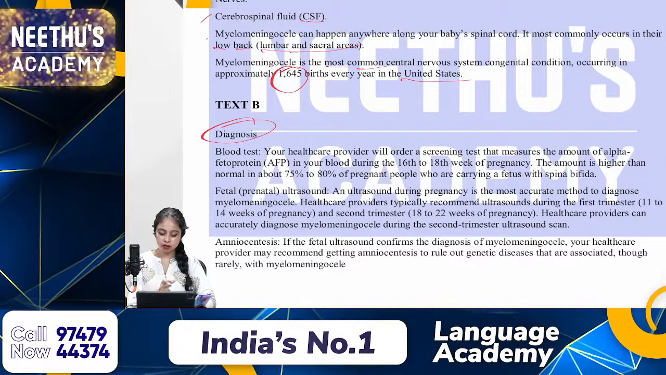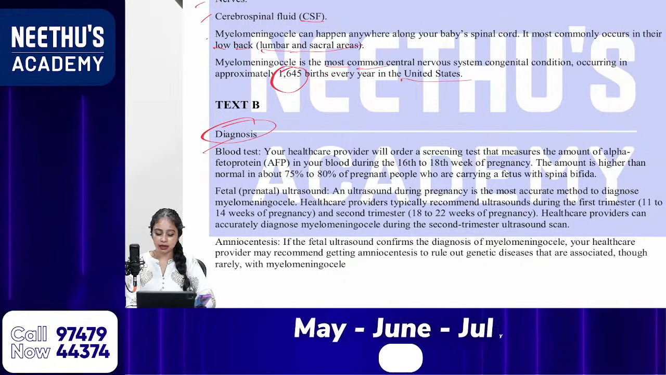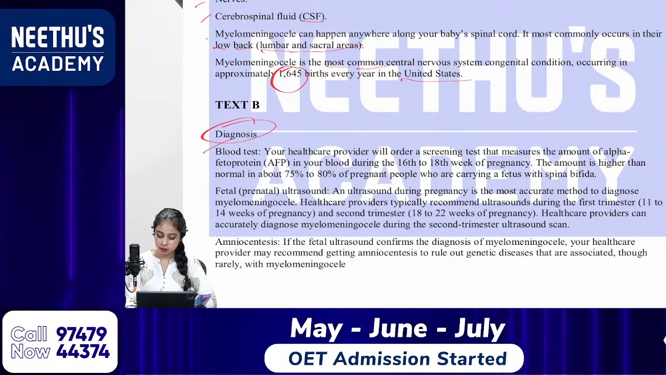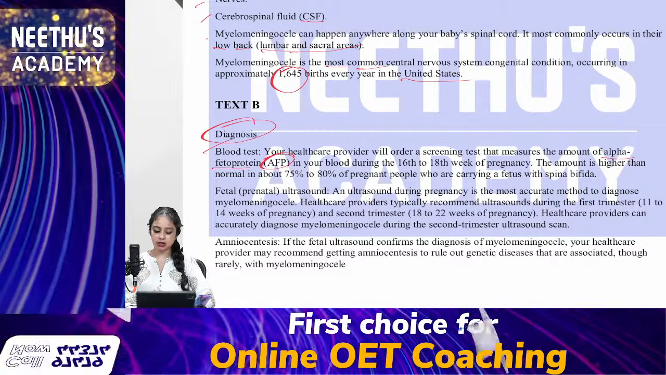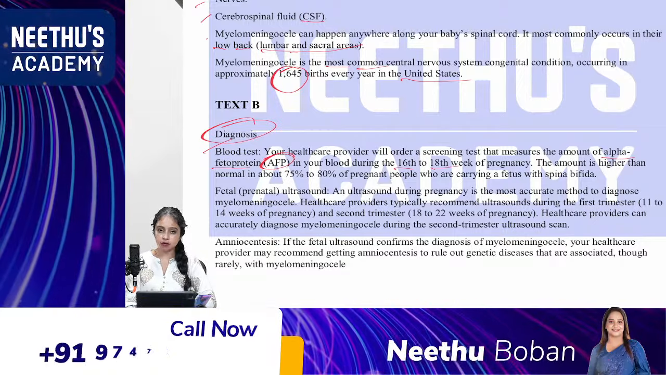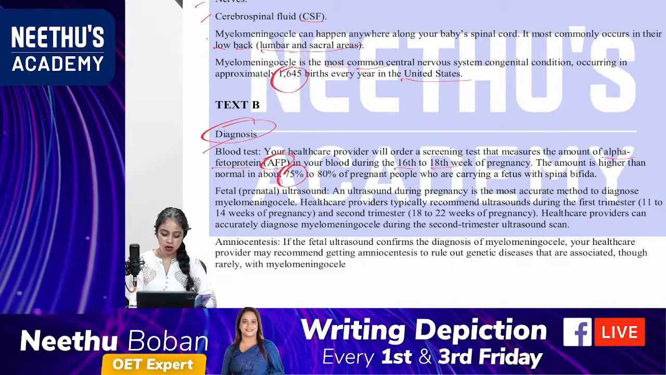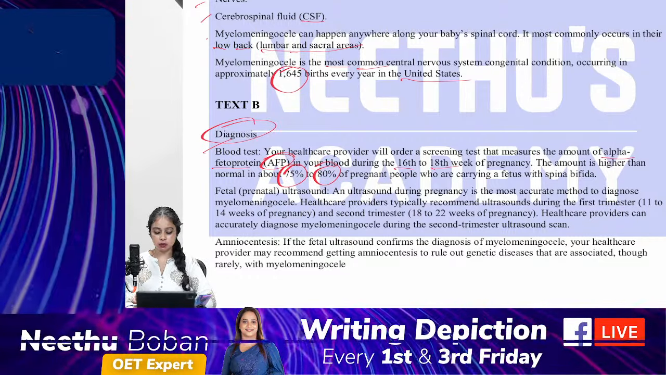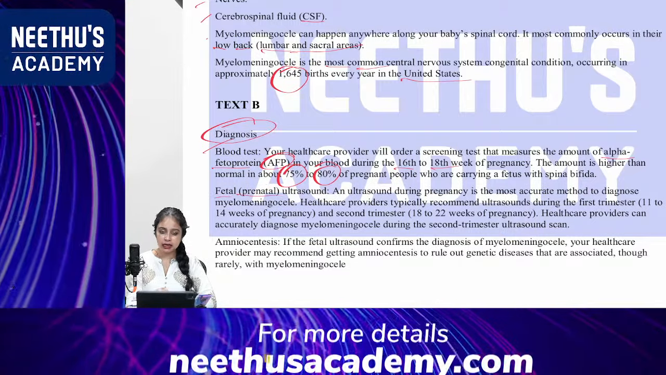Then we have a lot of other points mentioned here. Blood test: your healthcare provider will order a screening test that measures the amount of alpha fetoprotein or AFP in your blood during the 16th to 18th week of pregnancy. The amount is higher than normal in about 75 to 80% of pregnant people who are carrying a fetus with spina bifida.